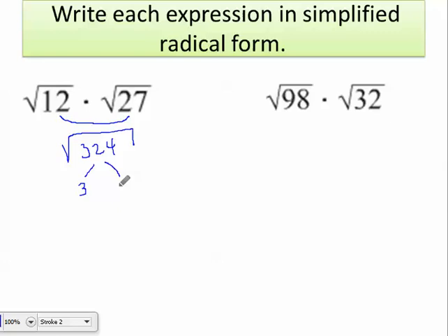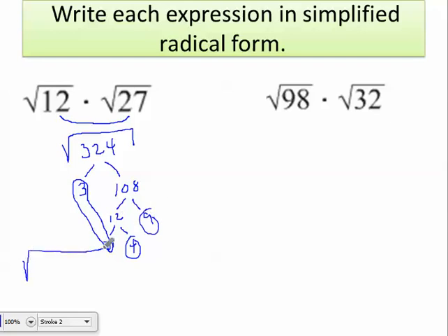So what do I get when I divide it by 3? I get 108. Well, I recognize 108. That's 12 times 9, right? Well, 12 also factors into 3 times 4. I want you to notice I've got two 3's, I've got a 4, and I've got a 9. I'm going to actually write that as the square root of 3 times 3 times 4 times 9.